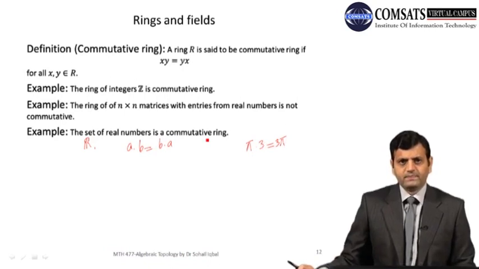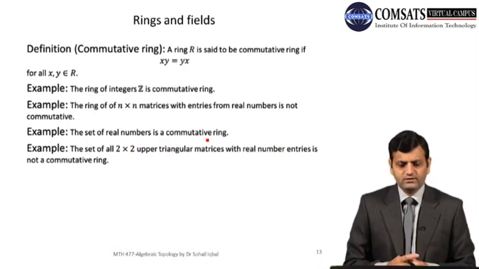So once again, this ring, we always require that the ring is commutative under the binary operation of addition, but we don't require in the definition that it should be commutative under this binary operation of multiplication. So when the binary operation of multiplication is commutative, we say that it's a commutative ring. Now consider this set of 2 cross 2 upper triangular matrices with real number entries. So now this ring is basically not a commutative ring.